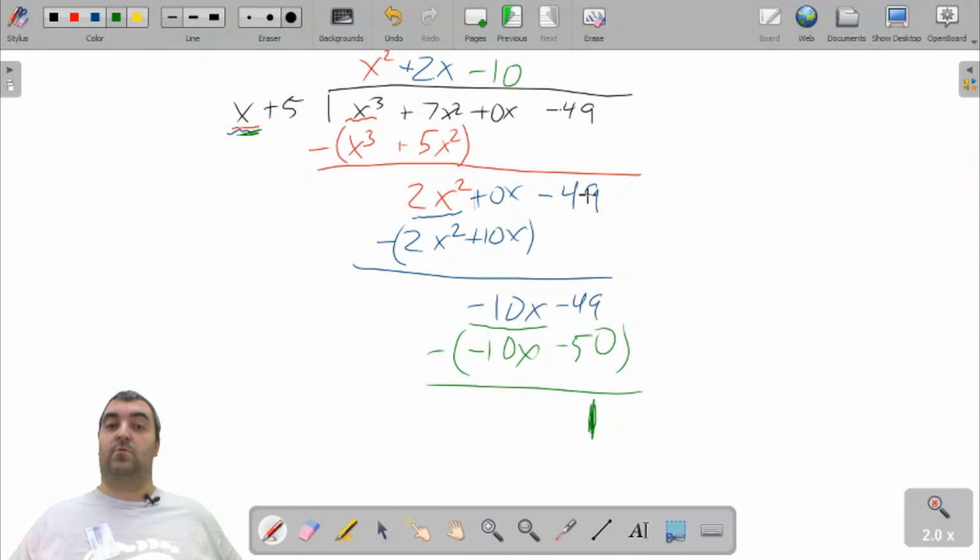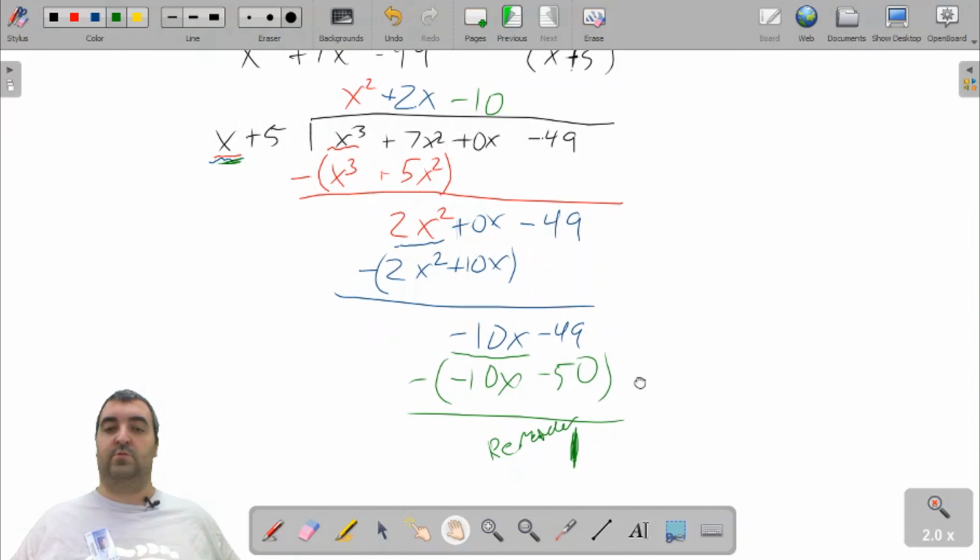So this right here is our answer, x squared plus 2x minus 10, but we ended up with a remainder of 1. You could say this is our remainder, just like when we first learned long division. But we can also put a little fraction at the end, so that would be plus the remainder, which is 1, over what we divided by, x plus 5.